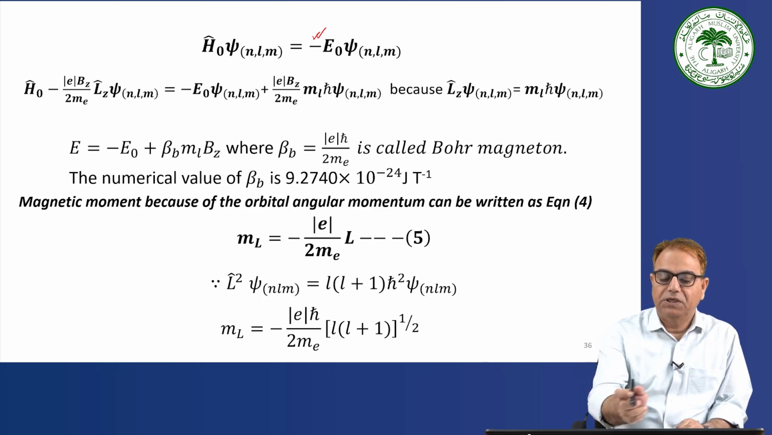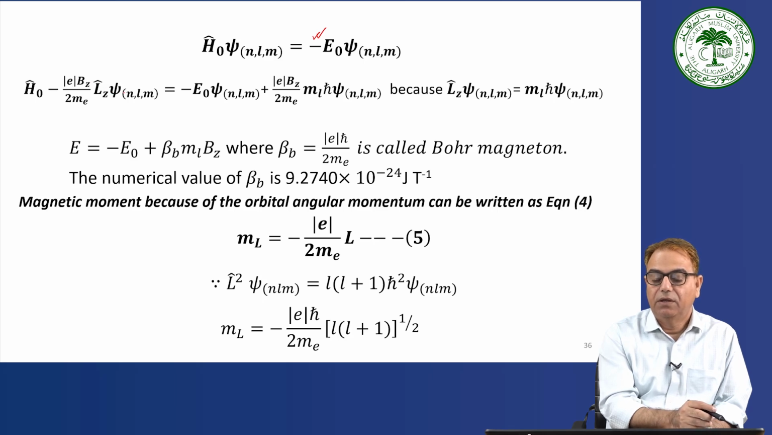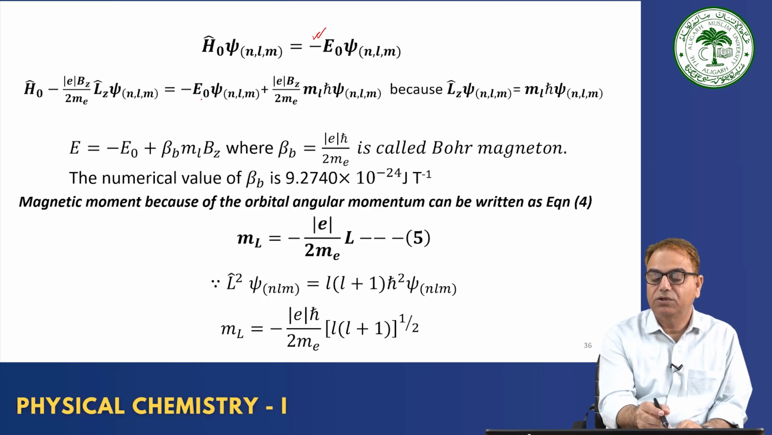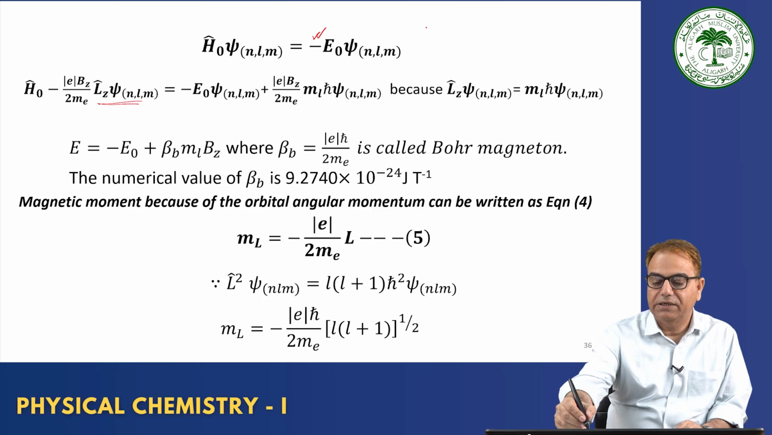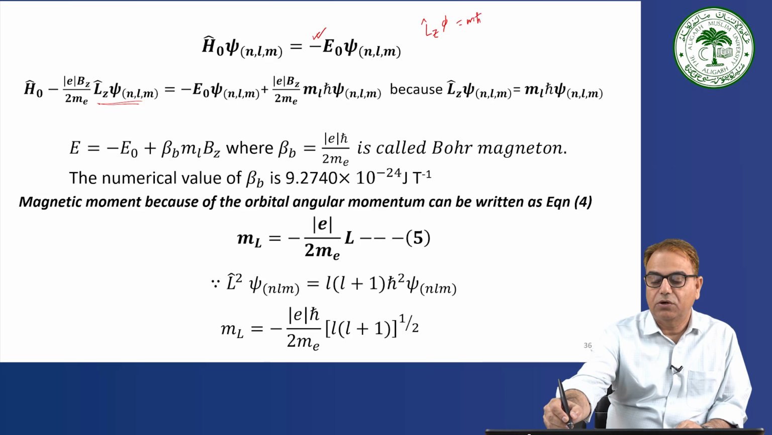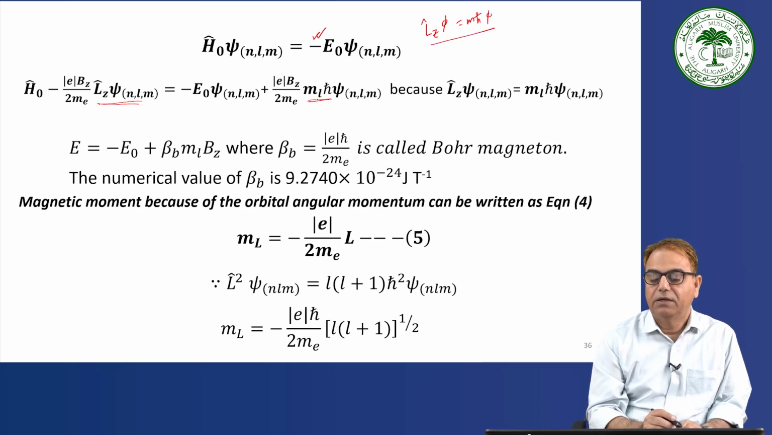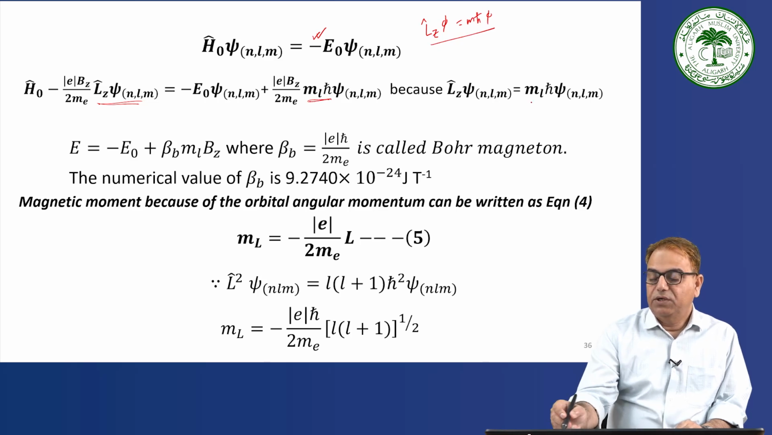Okay. So in presence of a magnetic field, what will happen? Your Hamiltonian will now change to H0 minus e Bz divided by 2me Lz, acting on psi nlm. So the right hand side of the eigenvalue equation will also change, and it will be minus E0 plus e Bz divided by 2me times ml h cross. Now ml h cross means you are operating with Lz on psi nlm. So you remember that if you operate with Lz on phi, what do you get? You get m h cross phi. So this m h cross we have used here, ml h cross, because this is equal to this one.